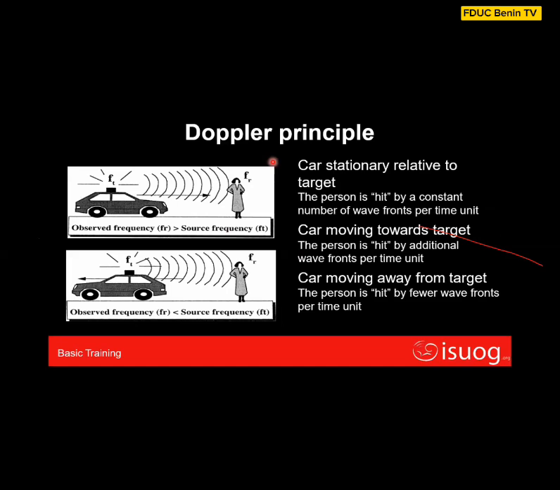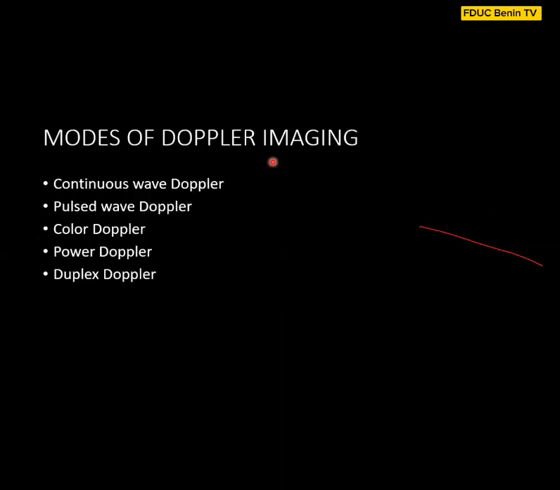So this is just talking about the Doppler principle, and in due course I'll talk about that. The modes of Doppler imaging: we talk about scale imaging, under which we have the A, B, and M mode. For Doppler, we have continuous wave Doppler, pulse wave Doppler, color Doppler, power Doppler, and duplex.